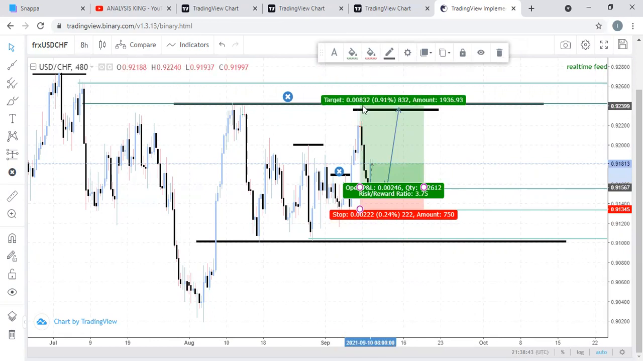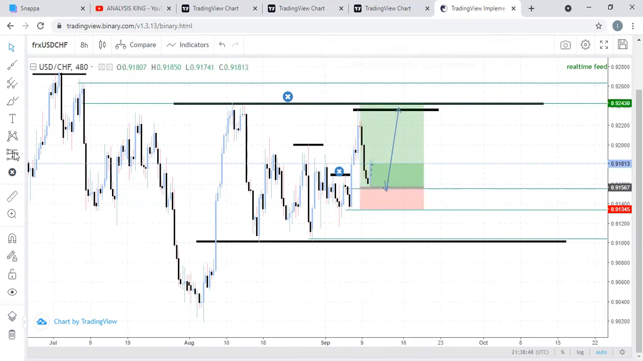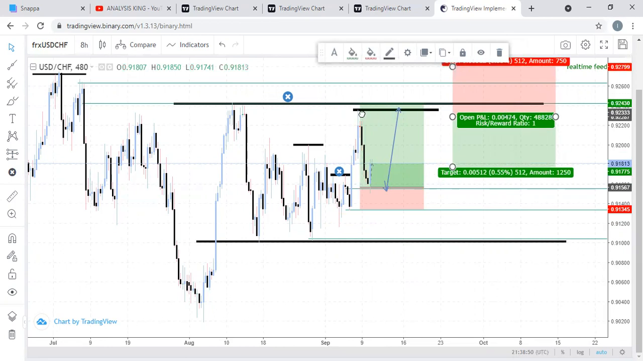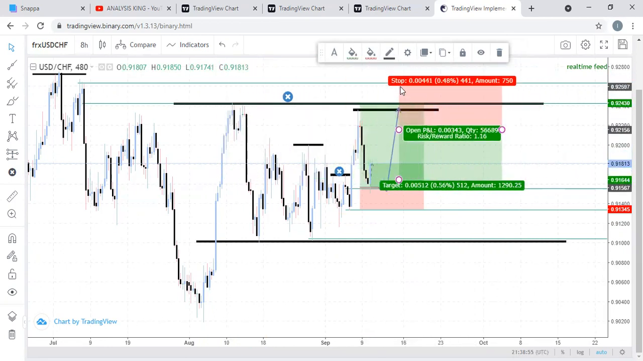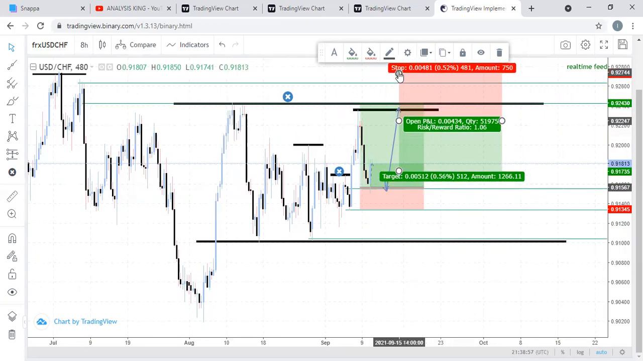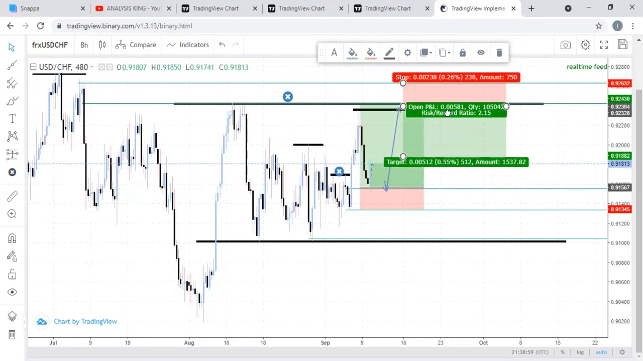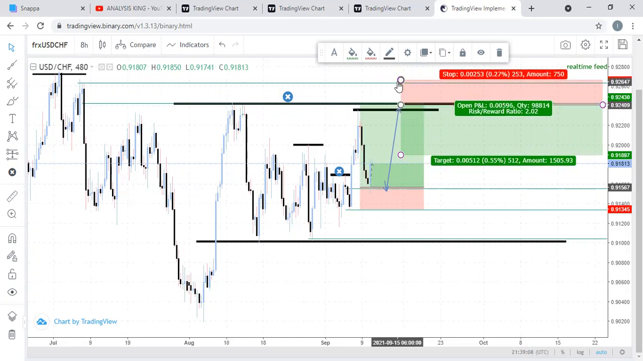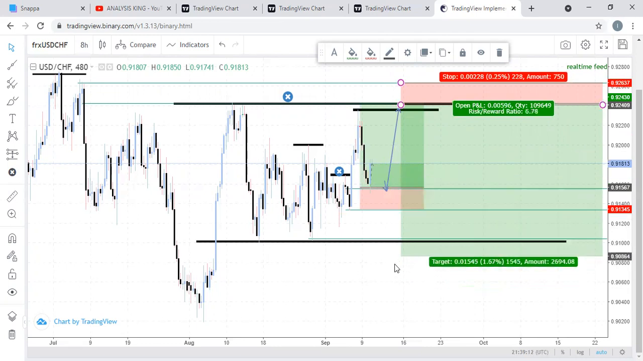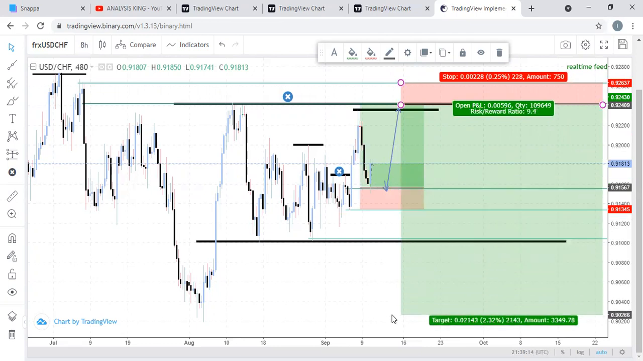This is where I want to exit my position around this region. Then I'll sell around this region, right? So around this region will be my selling point. Then I'll be selling it to this point here.